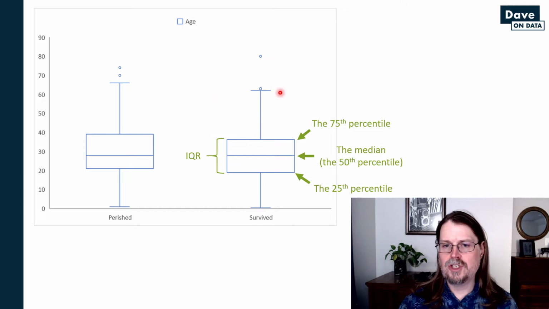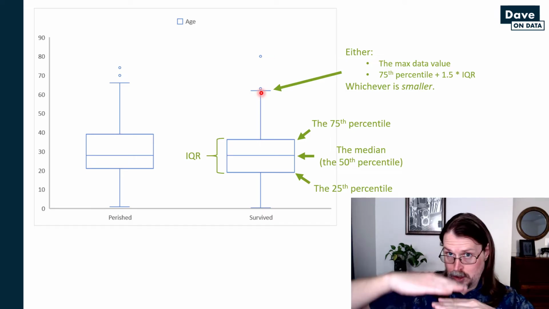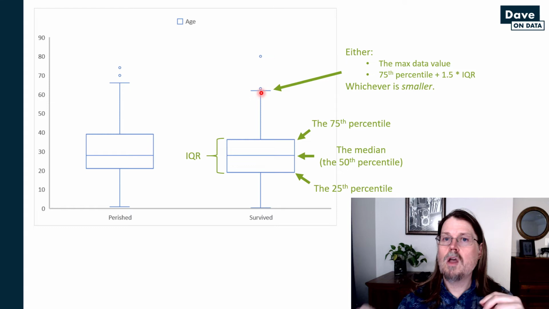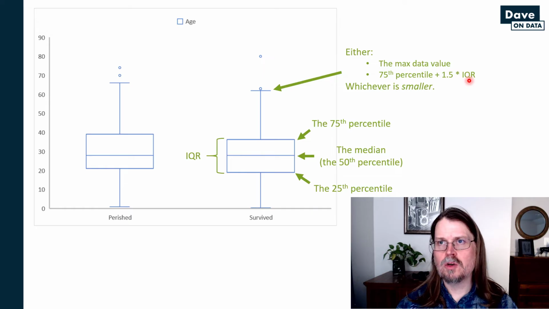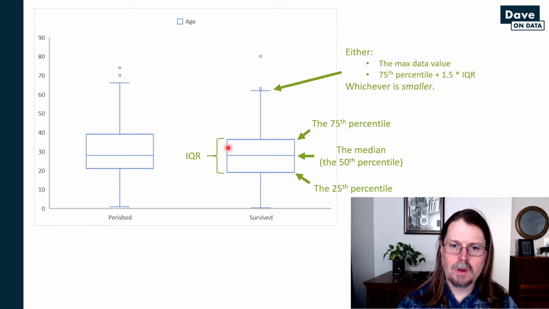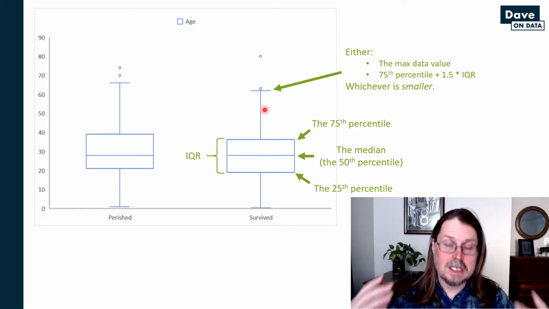And there's a standard calculation that is used to derive how long this whisker is and how long this whisker is. Here's the calculation for the top whisker. How long this line is is determined by one of two things. It's either the maximum data value, so you sort your data and it's that topmost largest value, or it is the 75th percentile line plus 1.5 times the IQR. And the IQR, once again, is the length of this line here. So it's a standard calculation. It says, whichever of these two values is smaller, use that for the length of this whisker. And we'll see why that's important in a second.